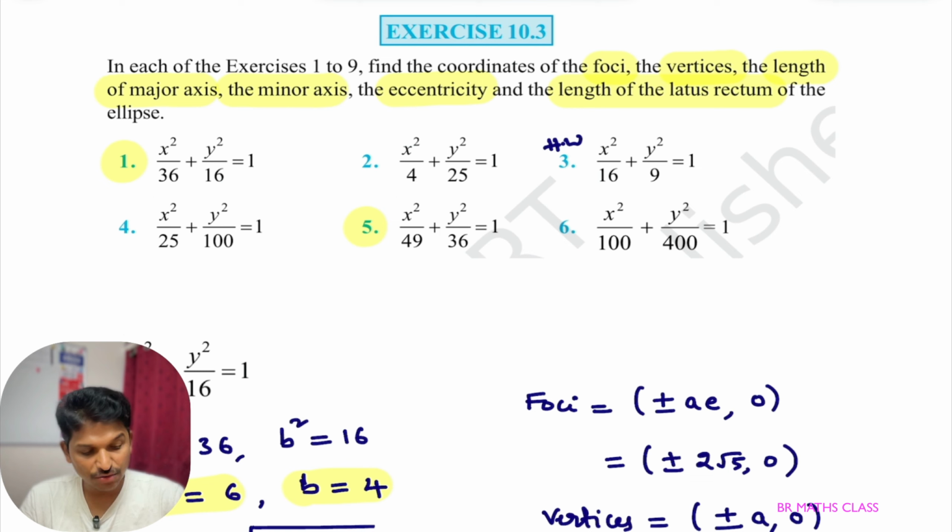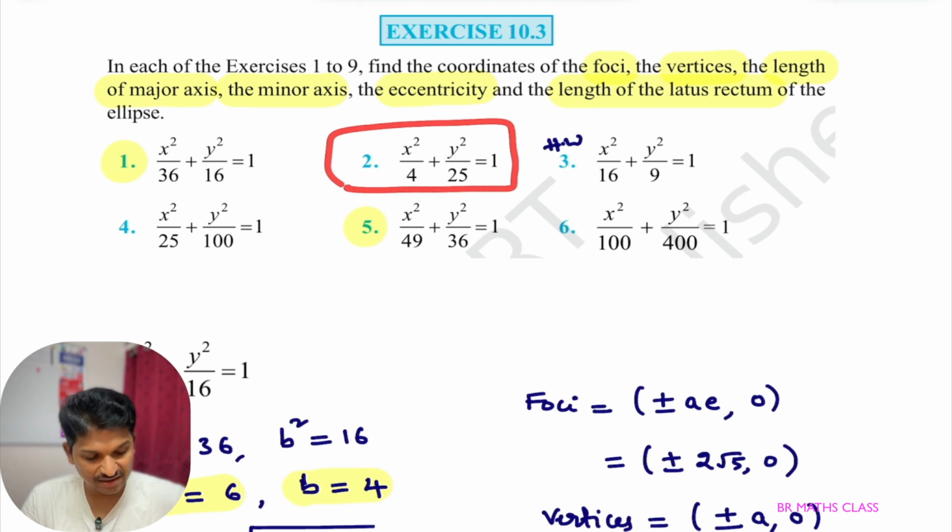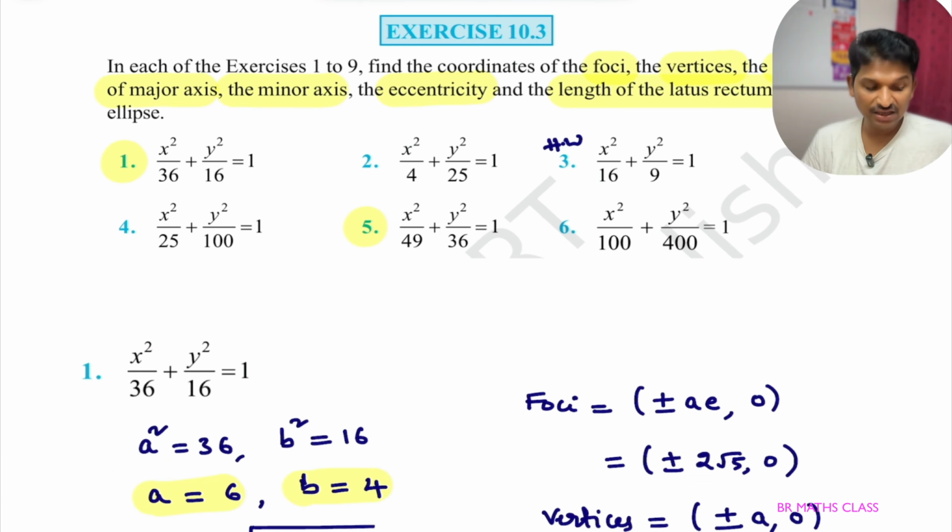Now you observe the remaining 3 questions: second, fourth, sixth. In these 3 problems, a is less than b. Look here, a is 2, b is 5. A is less than b. Here, a is 5, b is 10. A is less than b, right? a is 10, b is 20. A is less than b. In these 3 problems, I'll do any 2 problems, right?